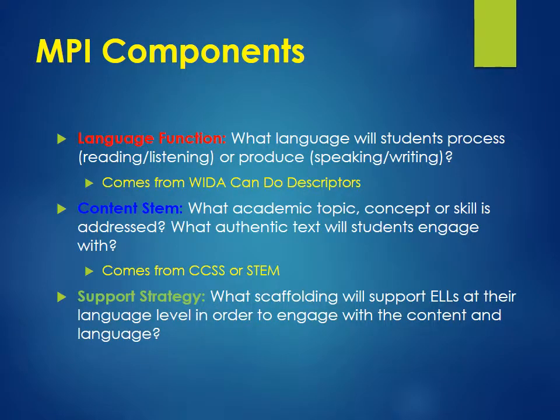So these are the building blocks of a model performance indicator. They have three key components. The first is the language function, which considers what language the students will process or produce in order to show their learning. And these come from the WIDA can-do descriptors. The second component is the content STEM, the academic topic, concept, or skill that you are addressing in your instructional unit, and what authentic text the students will engage with. These parts of the objective come from the Common Core State Standards, or STEM.